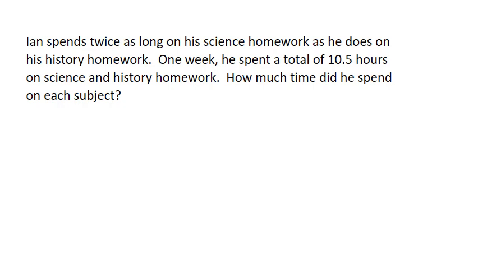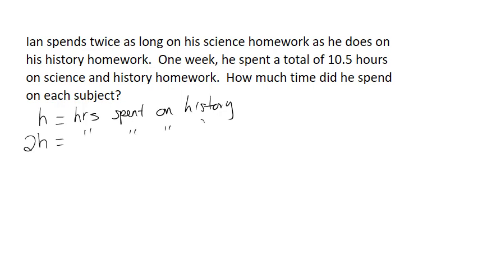Ian spends twice as long on his science homework as he does on his history homework. One week he spent a total of 10.5 hours on science and history. How much time did he spend on each subject? Since science is in terms of history, let's let history be the variable. I'm going to make that H. H equals hours spent on history. I know that he spends twice as much on science. Twice means 2 times. So 2 times H is hours spent on science.